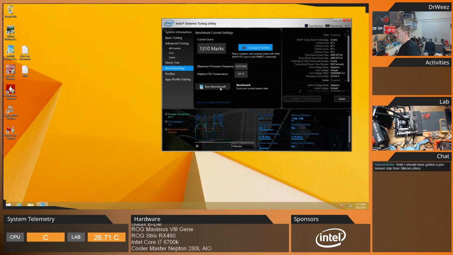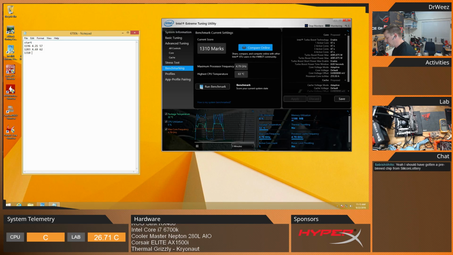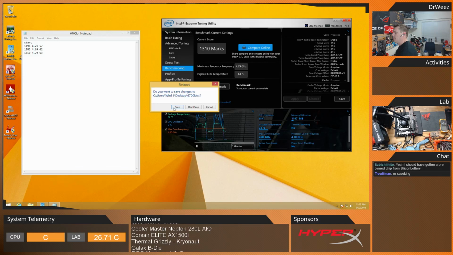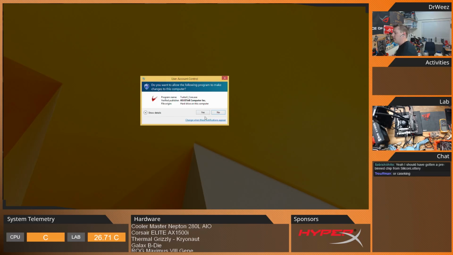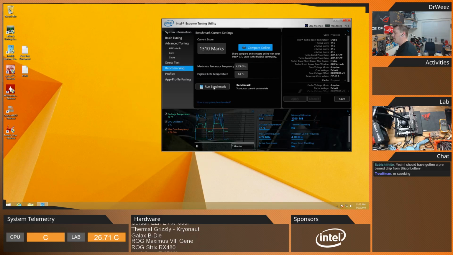So there we go, we can run 4.8, and you notice our temperature only increased by a degree. But look at our score, how nicely it is climbing. Looking good. So we'll do the same thing again. We'll go into Turbo V and up the ratio one more and run it again.